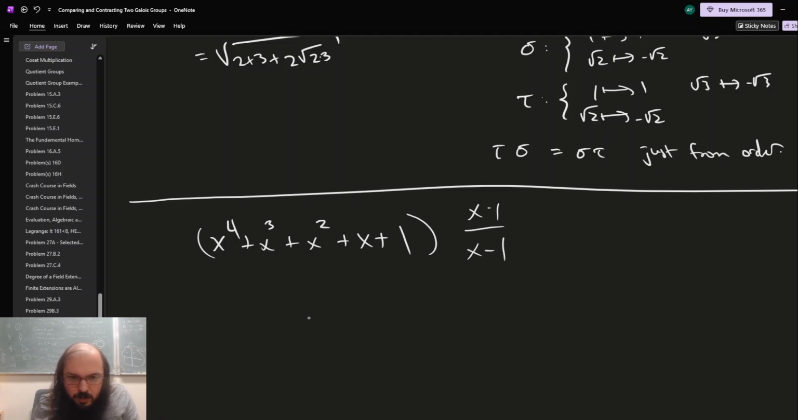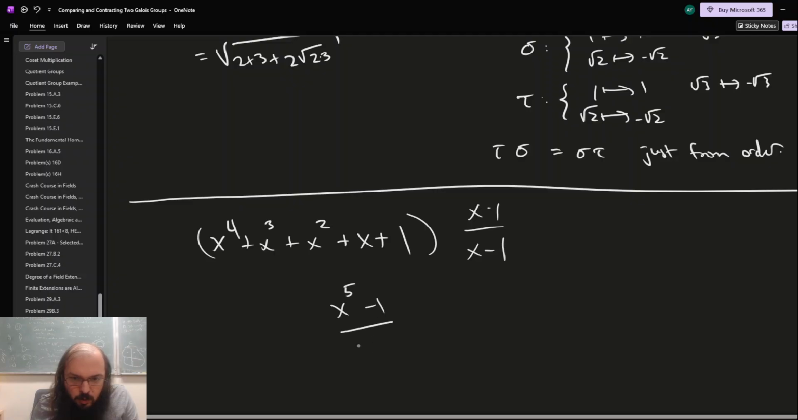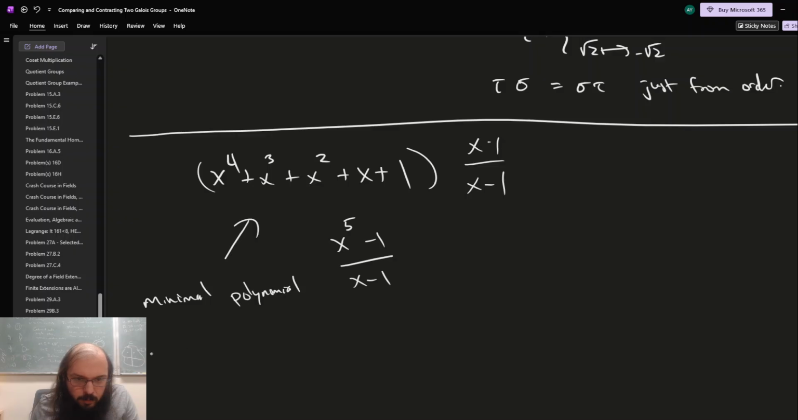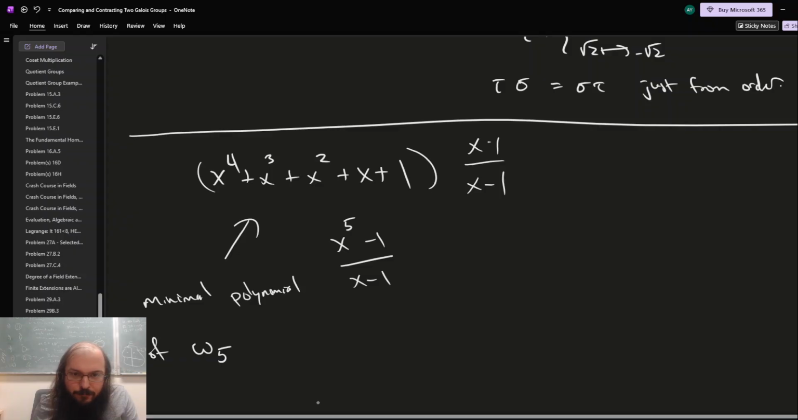I like this version. We can see that this becomes x to the 5 minus 1 over x minus 1. And so, therefore, this must be the minimal polynomial of a fifth root of unity, which we were denoting by omega 5. And one of the ways that I'd like to see this that's really elegant, that uses geometry, is to remember something about what I was saying with the exponential.